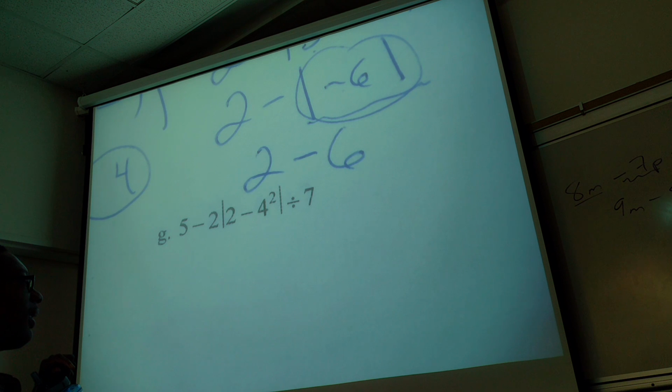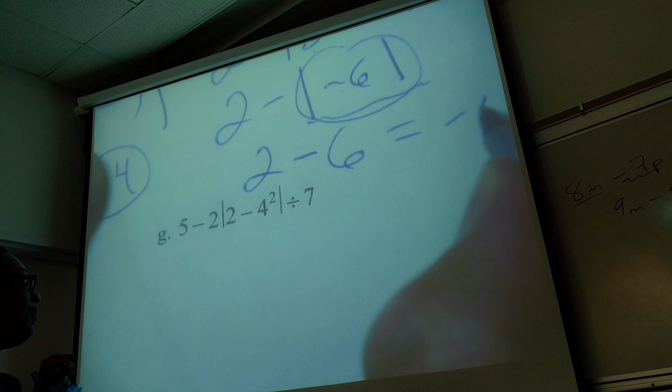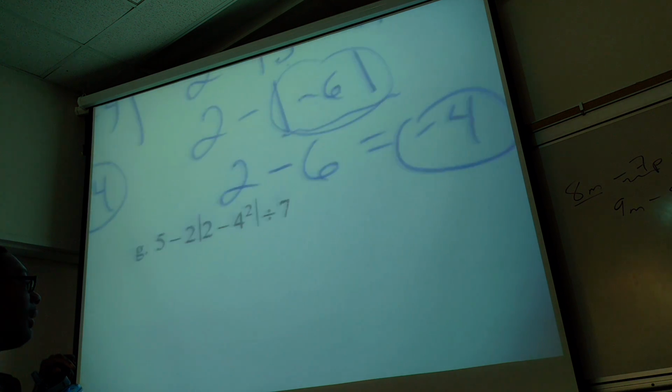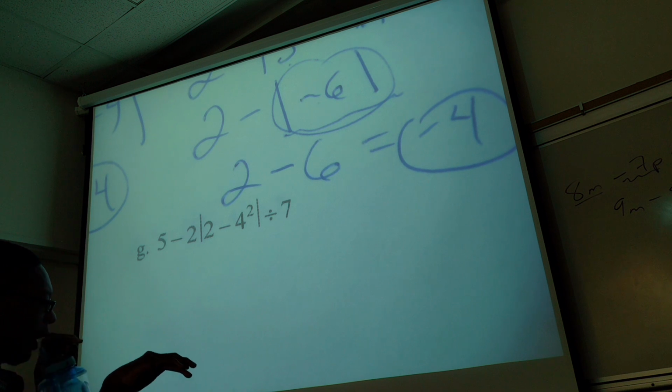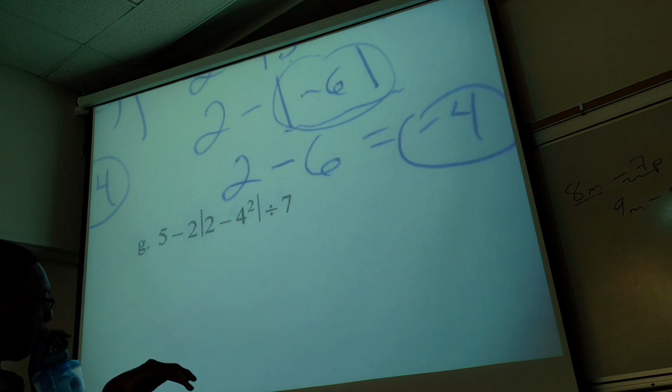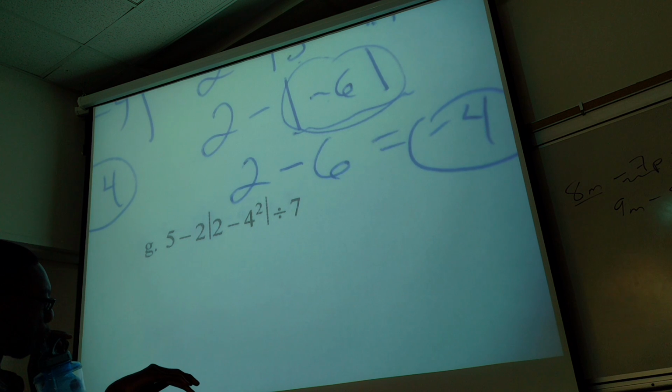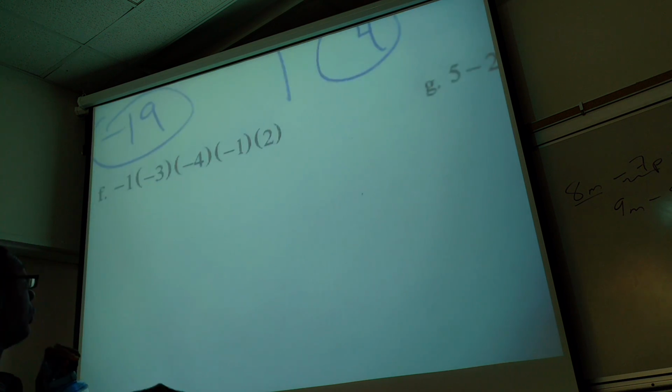How are we doing out there? You guys alright? Okay. And I just did that one for you. I couldn't stop myself. 2 minus 6 is definitely negative 4. I know, but number 2. I'm getting there. I'm not there yet.